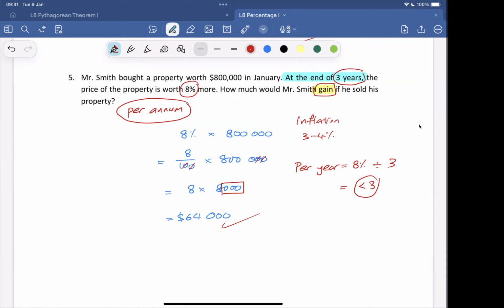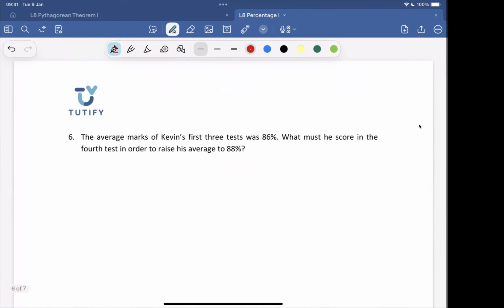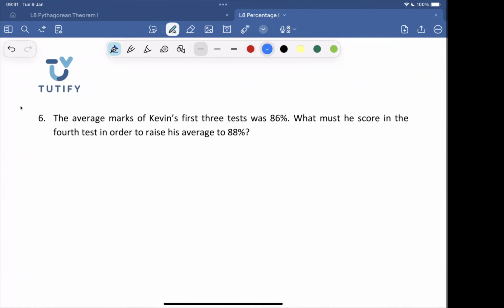All right, let's take a look at question 6. The average of 3 tests is 86%. Students, do you remember we learned average? We already learned the topic of average, right? Now, there are quite a few ways to find the average.